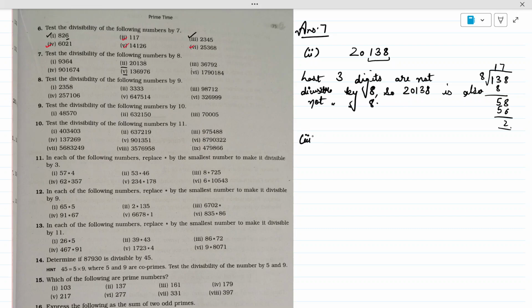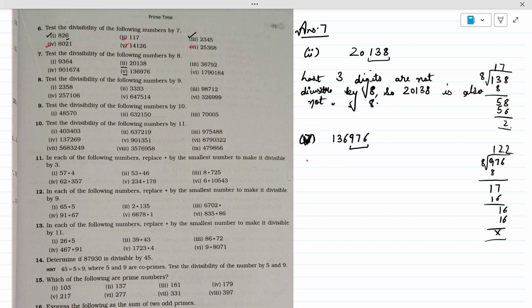Next, let's take the fifth question. What is it? 136976. And the last three digits are 976. What we have to do is check if these three digits are divisible by 8 or not. Again, I'm taking 976. Let's start. This is 8 1, 8 2, and 8 2. So we see here that these three digits are completely divisible by 8. That means this whole number is also divisible by 8.